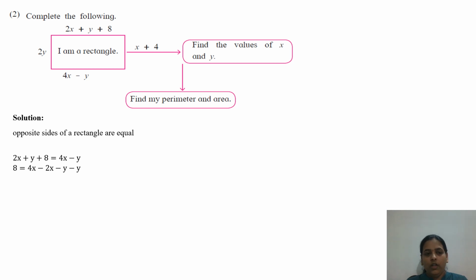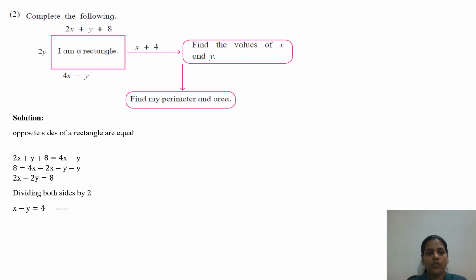Next, 8 is equal to what? 4x minus 2x. What is your answer here? That is 2x. And then minus y minus y, that is minus 2y. So 2x minus 2y is equal to 8. Clear? Next, dividing both sides by 2. In this equation 2 is common, so divide both sides by 2. Okay. So what is your answer here? That is x minus y is equal to 4.